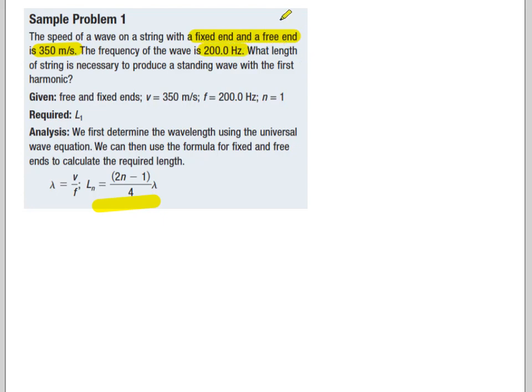What length? Okay, right here, this is the big piece. What length of string is necessary? That's telling me find L. Okay, so these are the words you have to go over.